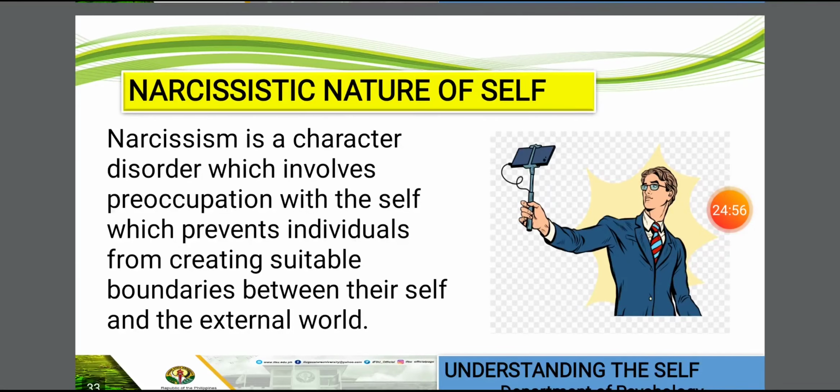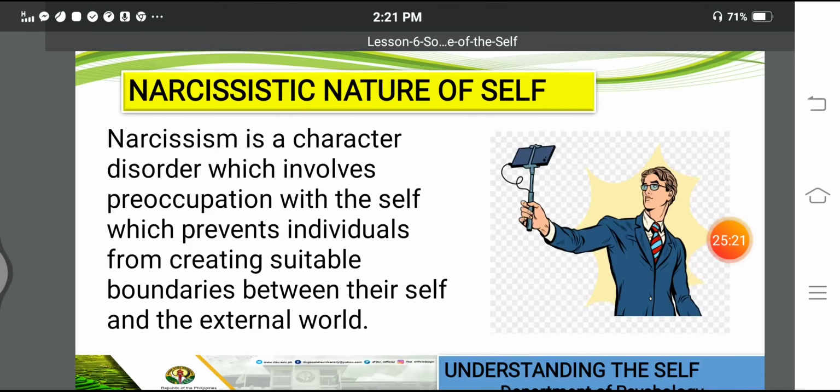Next is the narcissistic nature of self. Narcissism is a character disorder which involves preoccupation with the self, which prevents individuals from creating suitable boundaries between their self and the external world. Okay, narcissism is one of the personality disorders na nagsasabing, I love myself too much. Yes, we could love ourselves, but not too much to the extent that we only see the I, not the we.